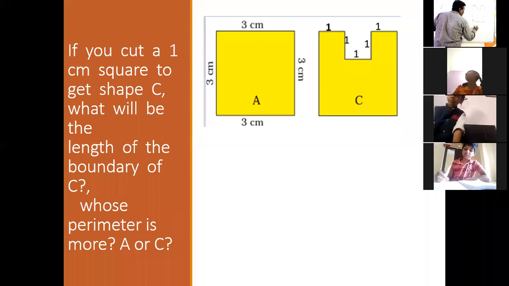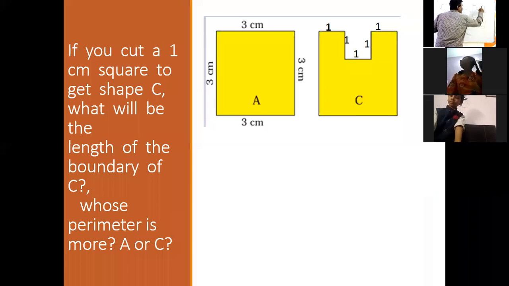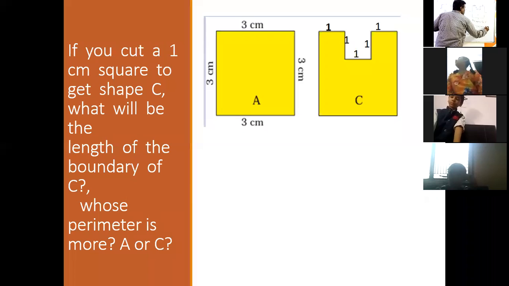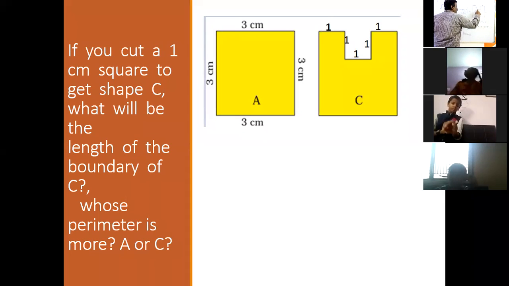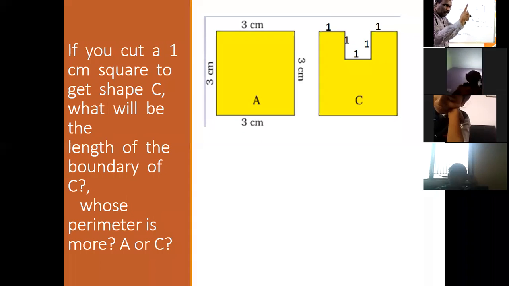Perimeter. 3 plus 3 plus 3, then 1 plus 1 plus 1 plus 1 plus 1. Complete boundary. Perimeter means complete boundary.